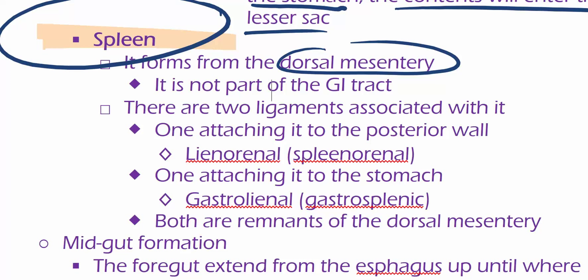What forms within the ventral mesentery? There's an organ that forms within the ventral mesentery. The liver. The liver has two sources, right? Mesoderm of the septum transversum, and the endodermal cells. Endodermal cells migrate where? Into the ventral mesentery.